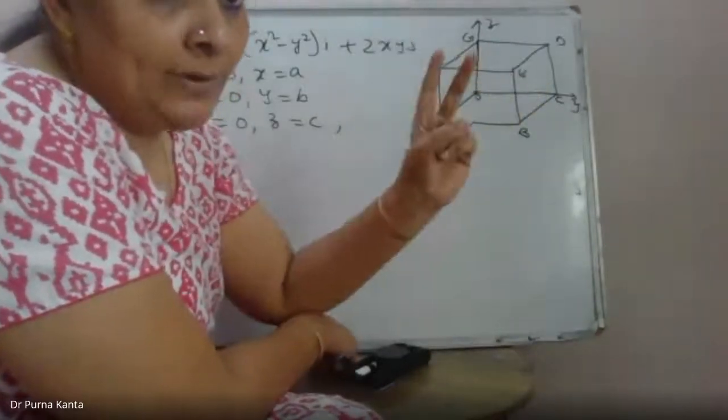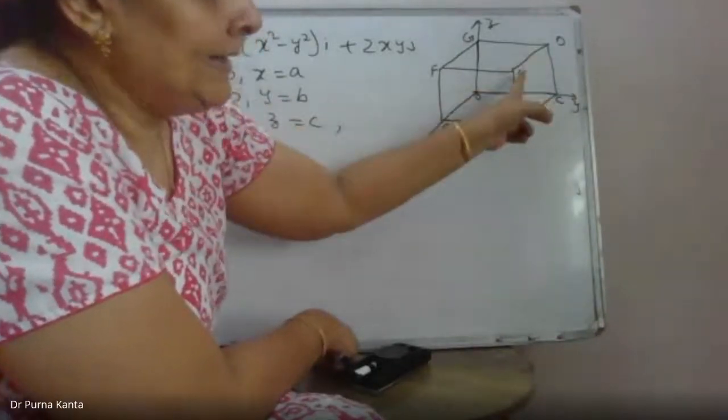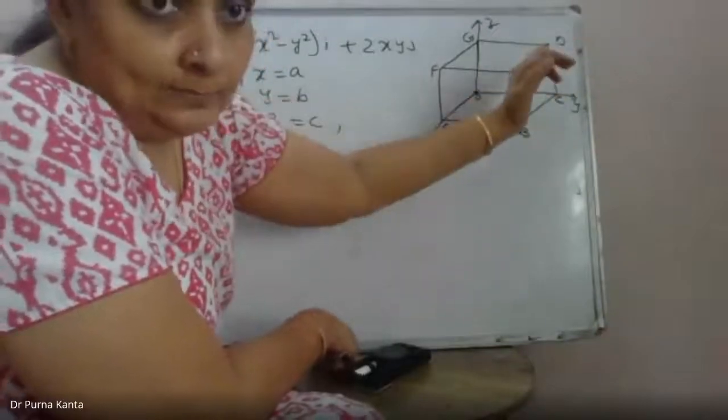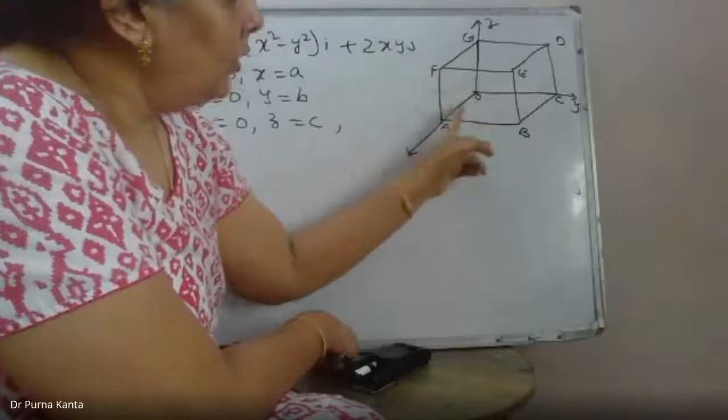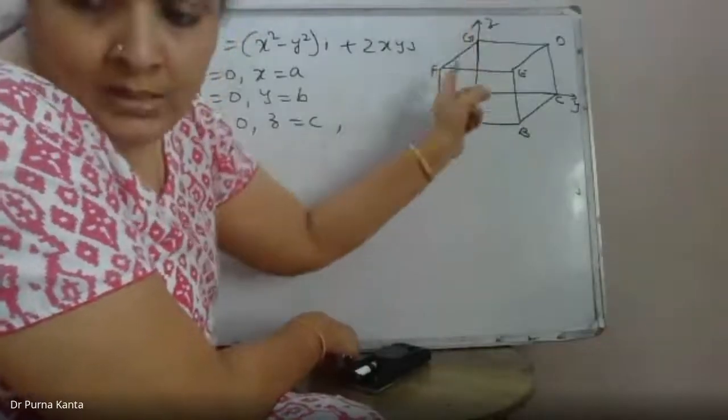Similarly, 2 faces will be on y. What is the one face we have here? B, C, D, E. Can you identify this face on the y-axis? What will be the face opposite to this? O, A, F, G, or A, O, G, F will be the opposite face.